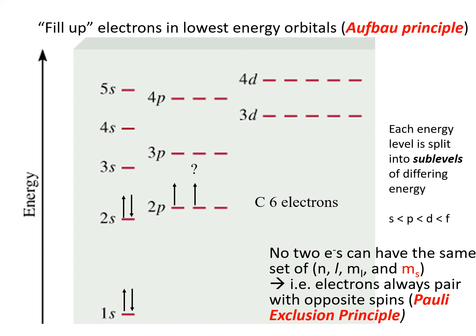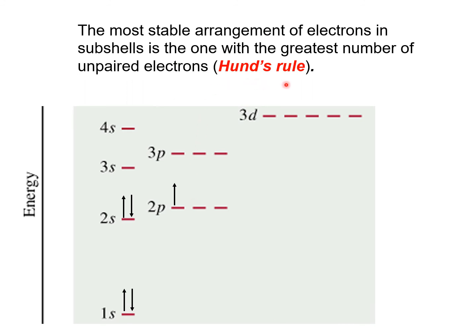As it happens, this is determined by Hund's rule, which tells us that the most stable arrangement of electrons in subshells is the one with the greatest number of unpaired electrons. And since placing an electron in another orbital gives us the most unpaired electrons, this is the correct electron configuration for carbon. So we see here that carbon has an electron configuration of 1s2, 2s2, 2p2, or 2 electrons in the 1s atomic orbital, 2 electrons in the 2s atomic orbital, and 2 electrons in the 2p atomic orbitals.